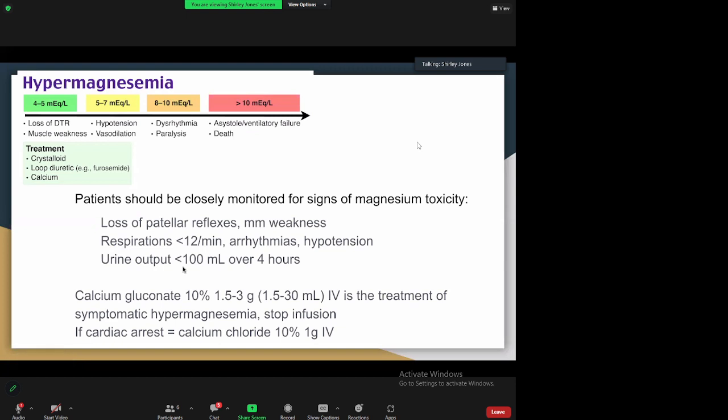And if the patient develops symptomatic hypermagnesemia, you need to stop the infusion and give them calcium gluconate. It's 10% and it's 1.5 to 3 grams. Also, if the patient has cardiac arrest, which is possible from the magnesium, you give them calcium chloride, 1 gram IV.